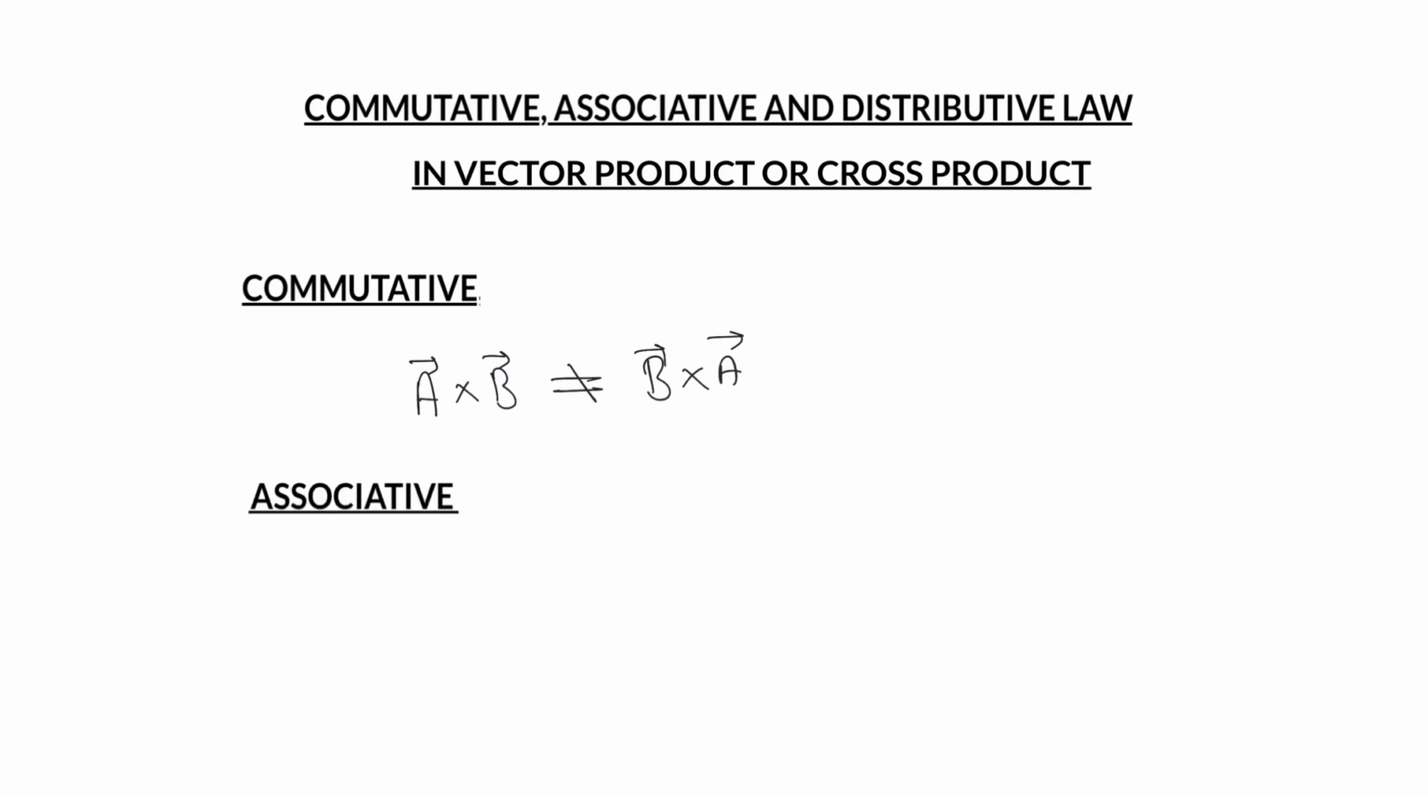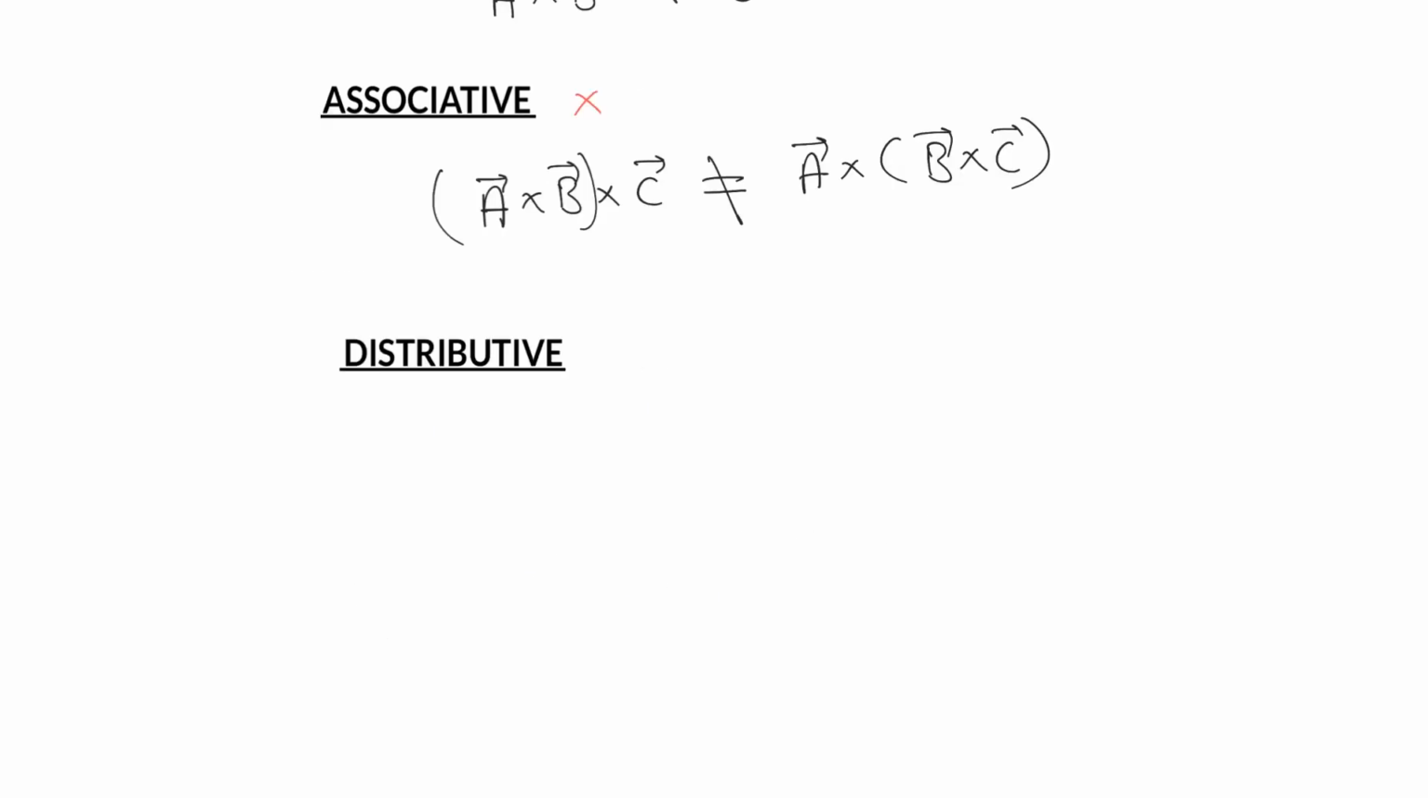And this vector product is non-associative. That means the value of a vector cross b vector cross c vector is not equal to a vector cross b vector cross c vector when the grouping is changed. So it is not equal, so we can say that this is not obeying this associative law, and it is not obeying commutative. But this cross product is obeying the distributive law, or we can say that cross product is distributive with respect to sum.